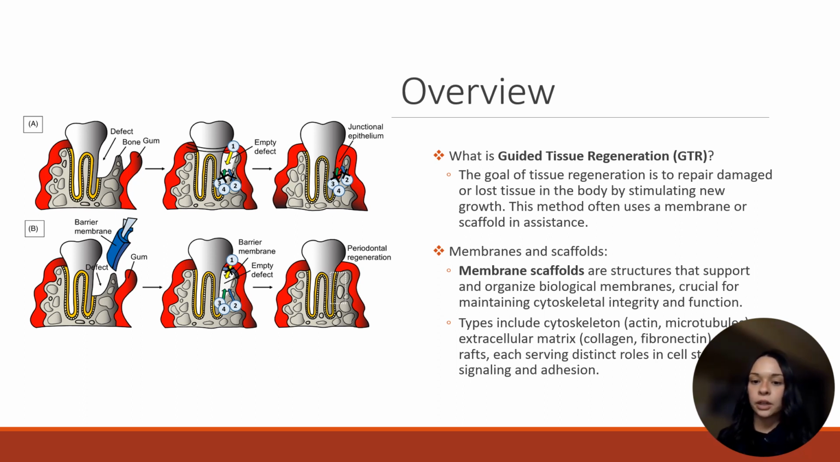Membrane scaffolds are structures that support and organize biological membranes, which are crucial for maintaining cytoskeletal integrity and function. Types include cytoskeleton, extracellular matrix, and lipid rafts, and each serve distinct roles in cell signaling and adhesion.